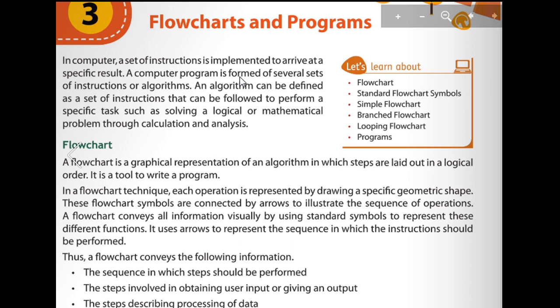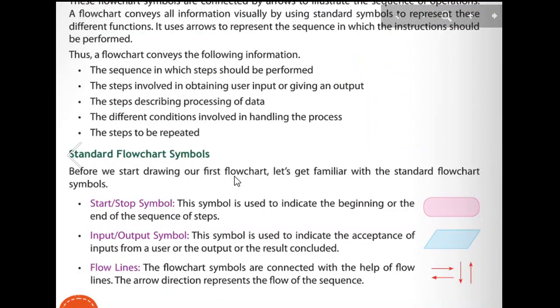So, when we have to write any program, first we write the algorithm. To draw a pictorial representation of that algorithm is called a flowchart. So, a flowchart conveys the following information: the sequence in which steps should be performed, the steps involved in obtaining user input or giving an output, the steps describing processing of data, the different conditions involved in handling the process, and the steps to be repeated.